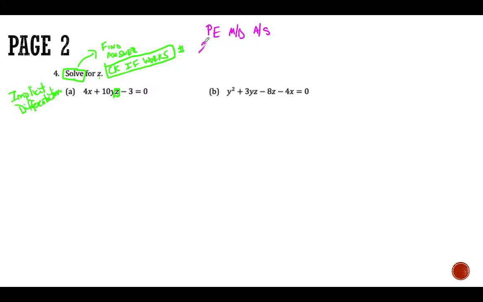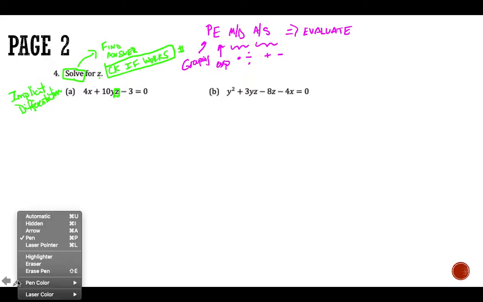You take care of what's in grouping symbols, parentheses, radicals, brackets. Then you take care of exponents. Then you do multiplication and division in the order they appear from left to right. And then you do addition and subtraction in the order they appear from left to right. That's how you evaluate. But to solve, you do the order of operations backwards.